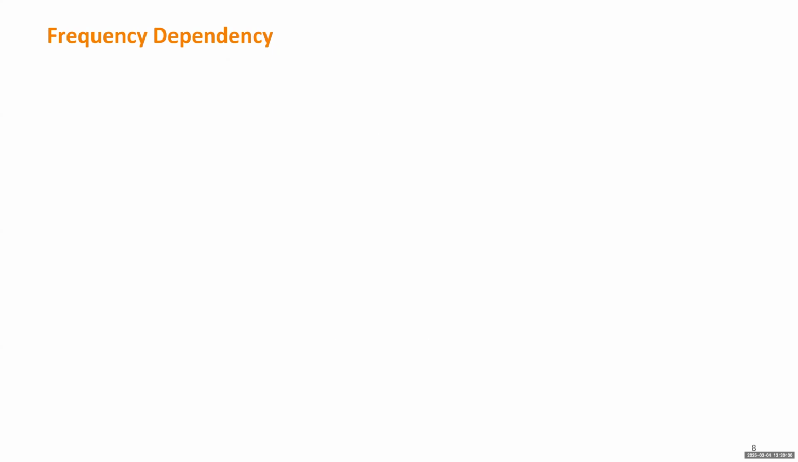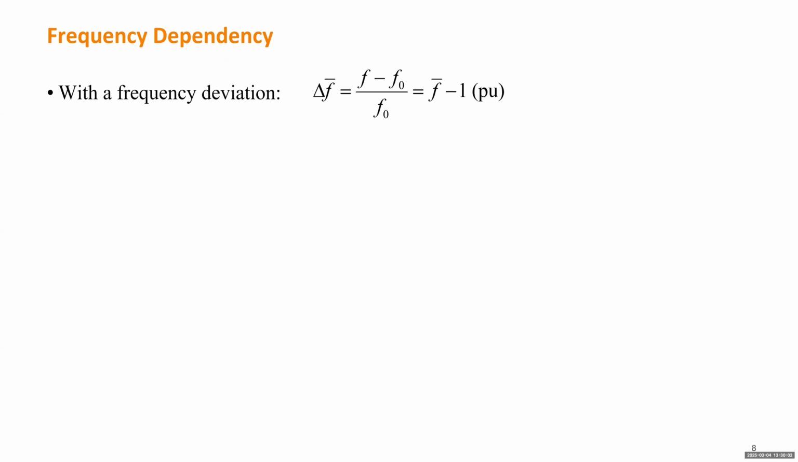Next, we want to talk about the frequency dependency. So if a load depends on frequency, we need to introduce the frequency deviation, which is in per unit. If f is the real-time frequency and f0 is the synchronous frequency, then delta f bar will be the per unit frequency deviation. Okay, so we need to bring this into our load model.